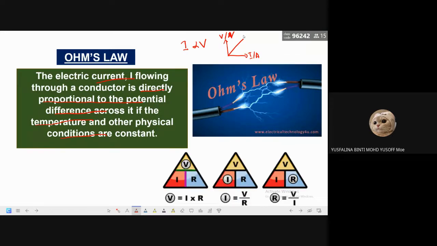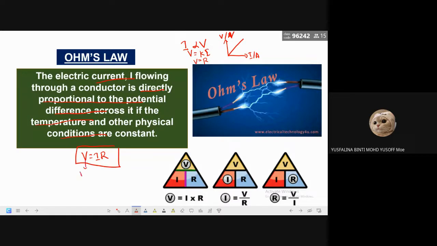So this is the formula for Ohm's law, that is V equals IR. Actually, it comes from here. If you want to make the equation, you have to put the constant here, V equals KI. Then K is a constant, so we replace it with R, because along the experiment we assume we are using the same resistance. So the formula comes from here: V equals IR.